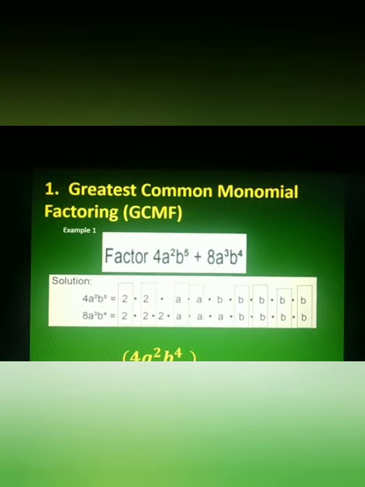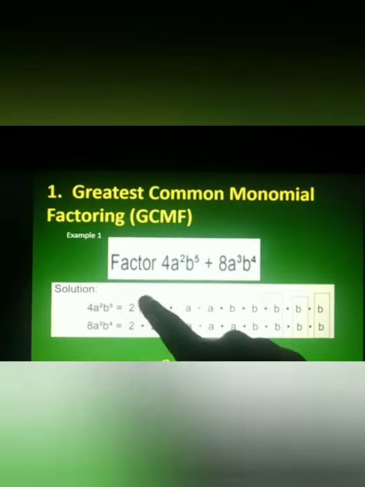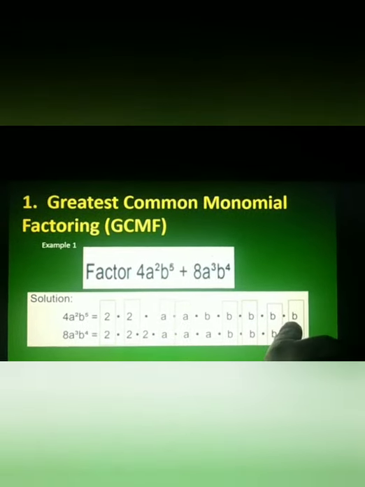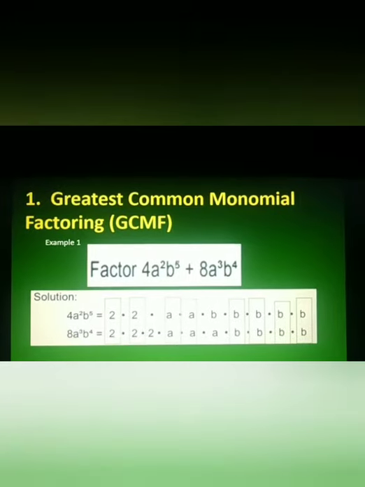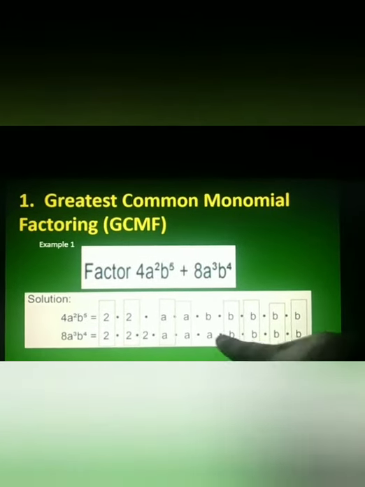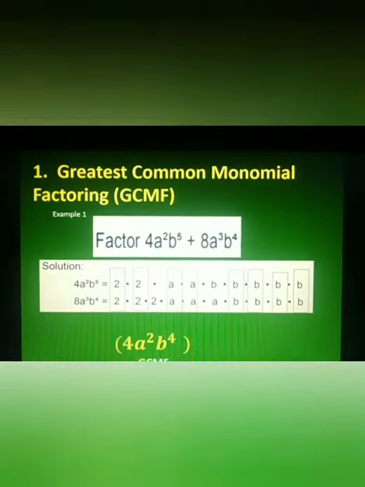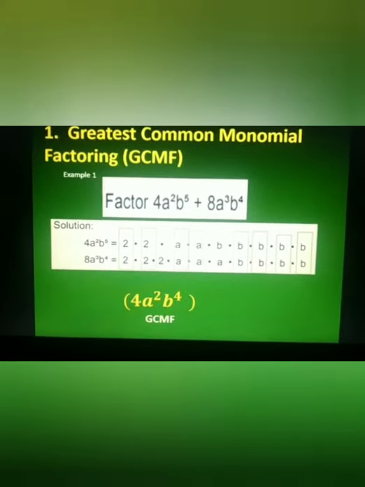It is common to both of them. Here, 2 times 2 is 4 a squared b raised to 4. Below it is also 2 times 2 is 4 a squared b raised to 4. So we write it just once because it is common to both. That's your first factor. How do we get the other factor?